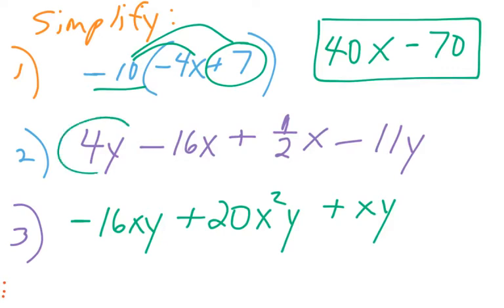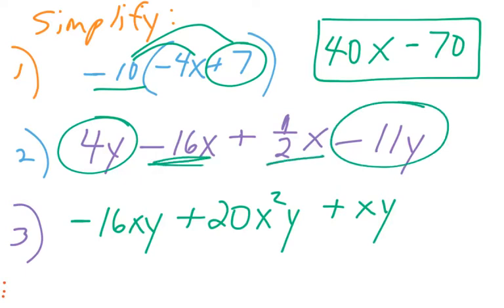Number 2, what like terms do we have? Well, we have a 4y and a negative 11y. And then we have a negative 16x and a 1/2 x. Whoa, fractions. Well, this is why we spend so much time working with fractions and reviewing our basic operations. So we are adding these two together.